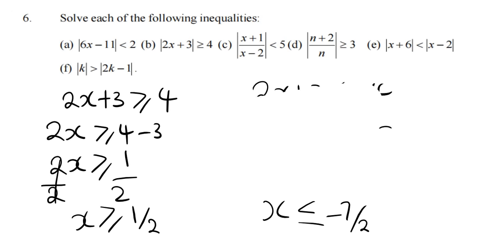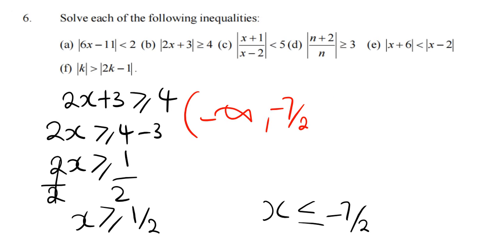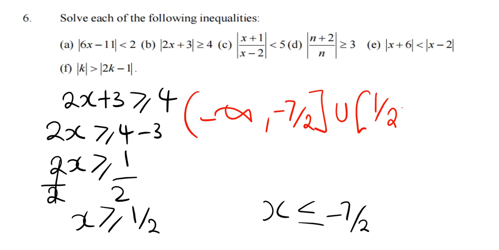Then you just write it in set interval notation if you want. Of course, you're starting all the way from negative infinity to the smallest number, which is negative 7 over 2. Then you union. Now is this included? Actually, of course, this one is included because of the equal to sign there. So negative 7 over 2 included, union. The other one is also going to be included, half, all the way to positive infinity. So that is how we are going to solve the B.